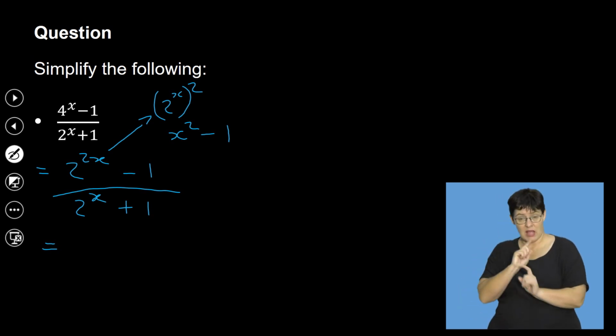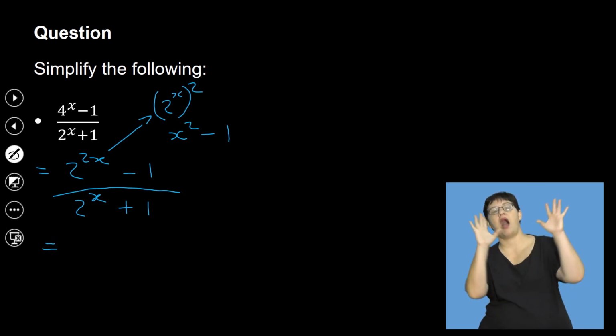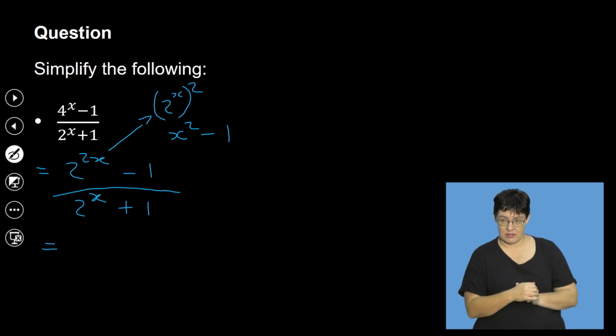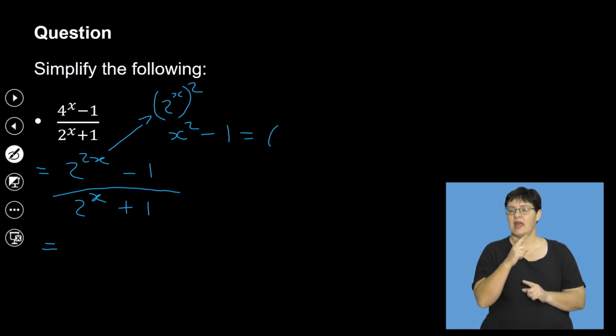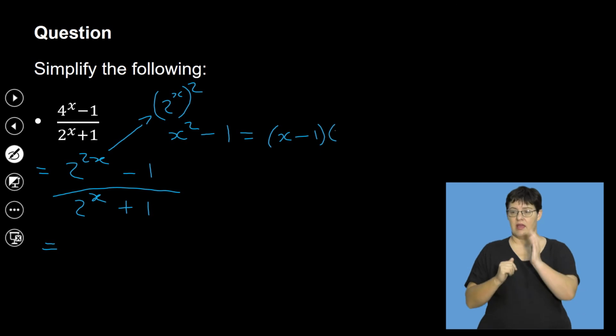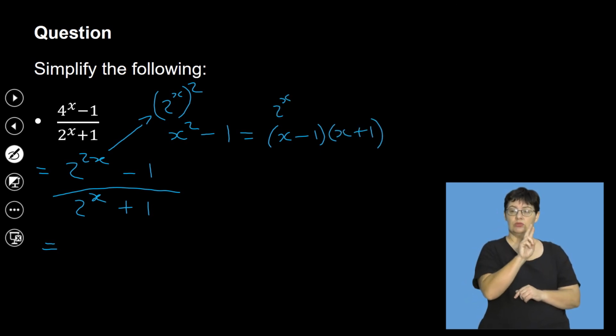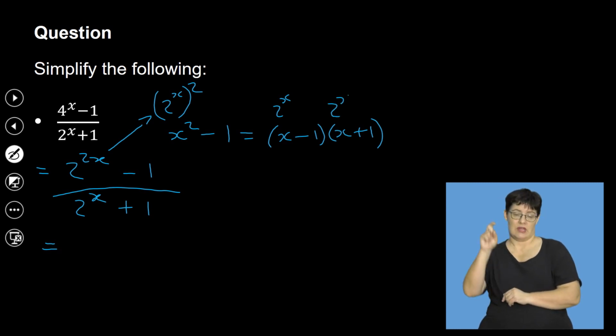I'm not saying this is what you write as your answer, no. Just so that you can have an idea while you are practicing what exactly this is, right? If I wanted to factorize this, it will be x minus 1 and then x plus 1, right? But what is our x here? It's 2 to the x. What is the other x? It's 2 to the x, right?